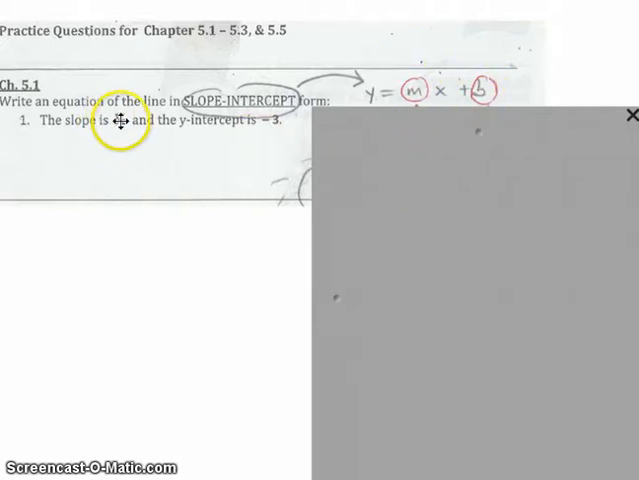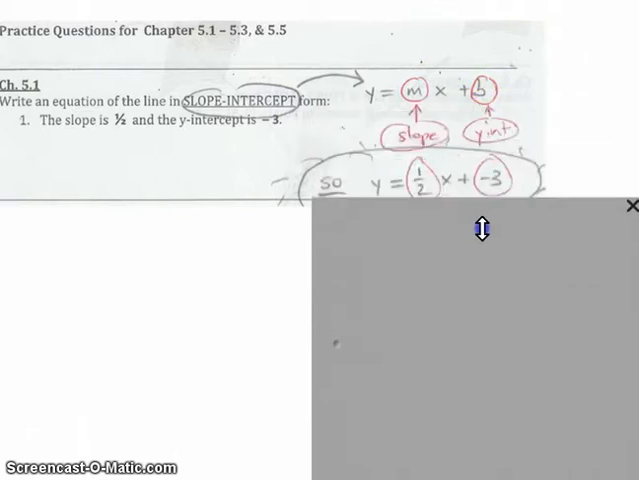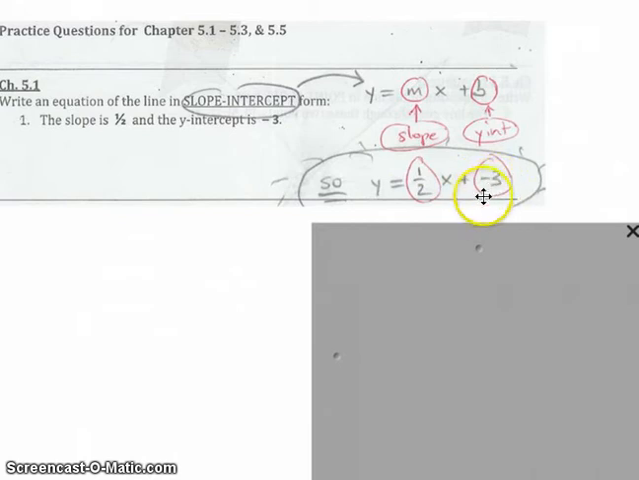Well, I've got a slope. I've got a y-intercept. A half is the slope, so I plug 1/2 in for m. -3 is the y-intercept, so I plug that in for b. And I simply write down y equals 1/2 x plus -3. 1/2 for slope, -3 for b.